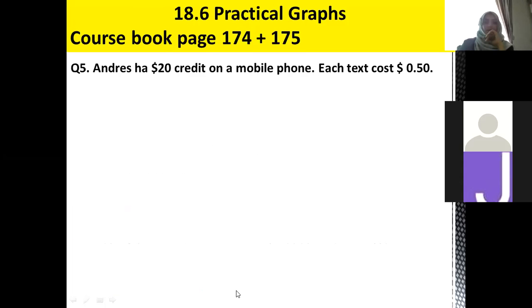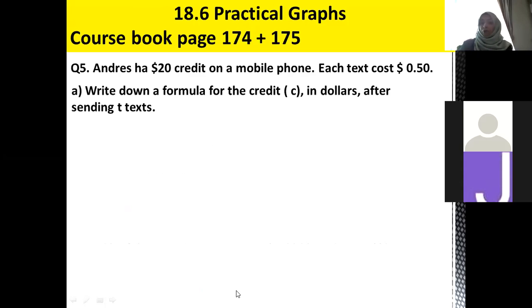One more question. Andres has $20 credit on a mobile phone. Each text he sends costs 0.5 US dollars. Write down the formula for the credit after sending T texts. Who wants to participate? Sahra, Jawad and Taha. Come on, Jawad.